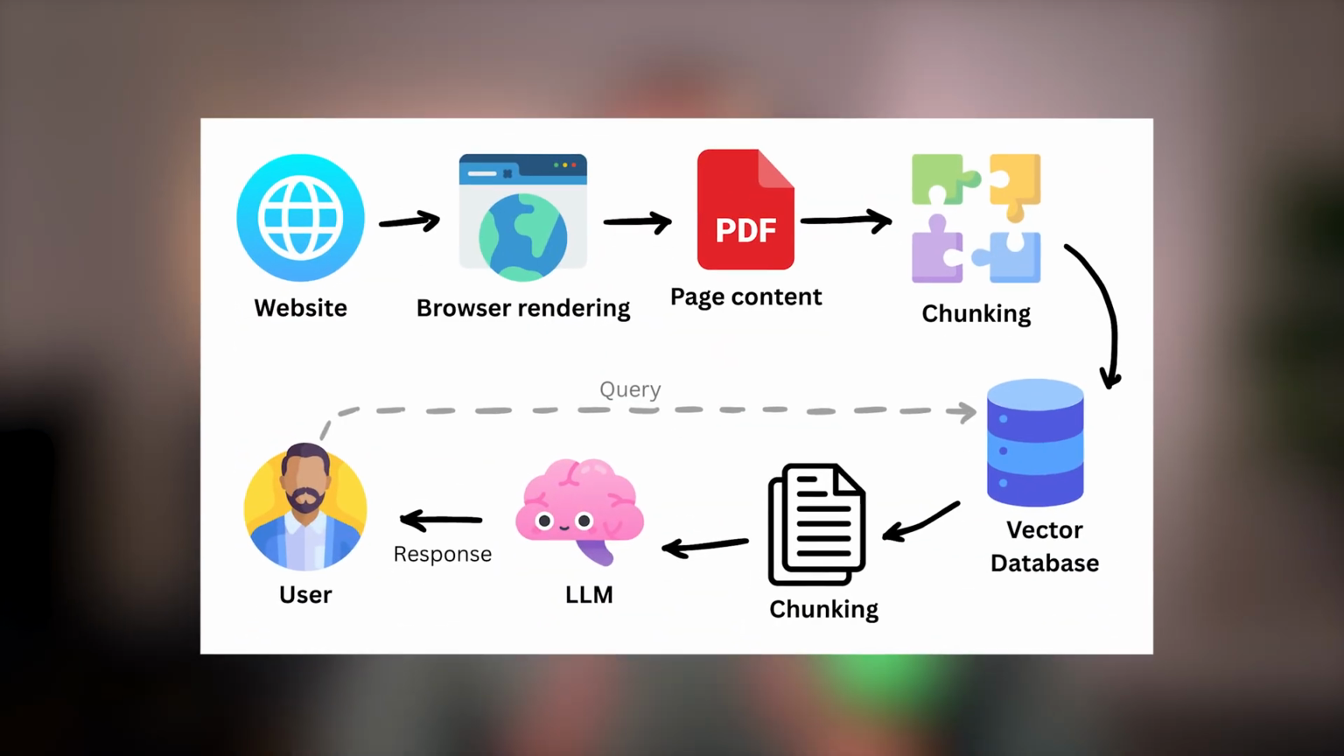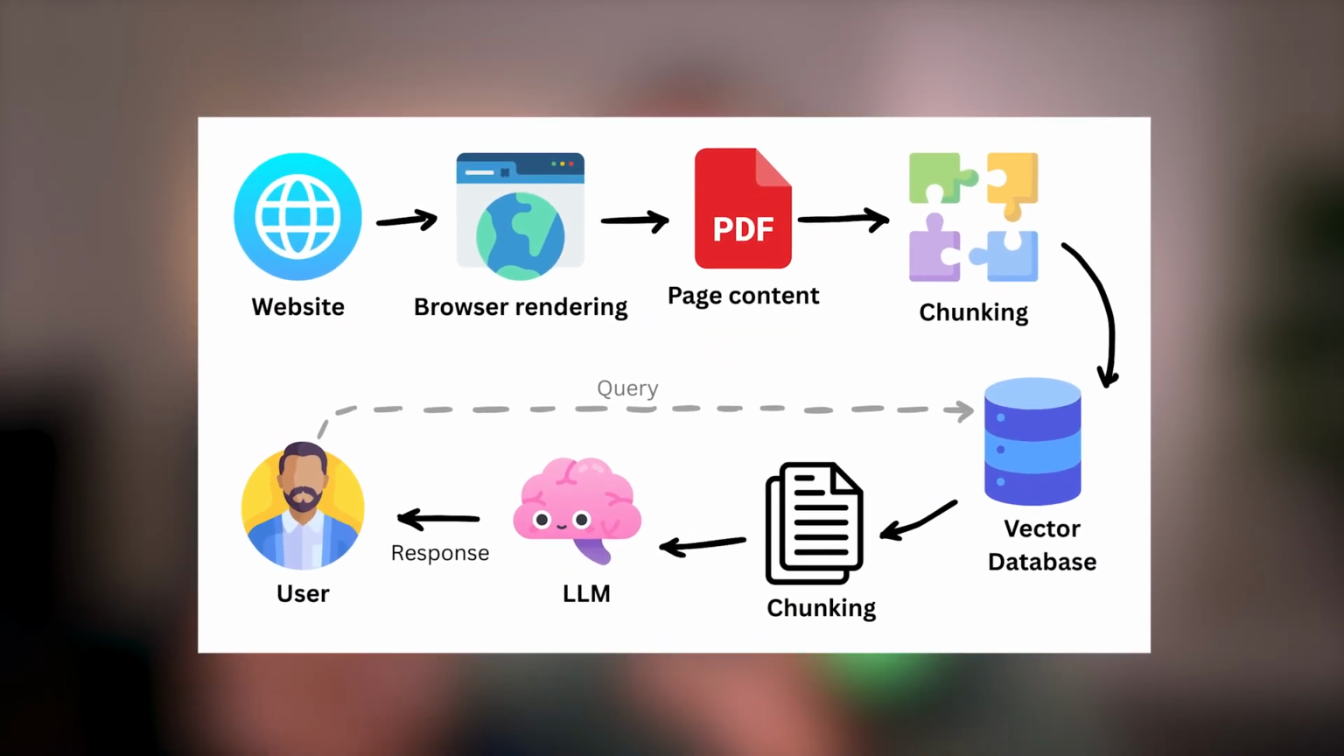Have you tried to create your own RAG pipeline? It can be a lot of work. Imagine you have a website with some content you want to create a RAG pipeline based on. You have to get the content on the website rendered, then you have to extract the text from the web pages that have been rendered.